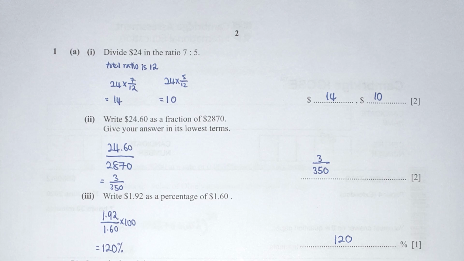As for part 3, 1.92 as a percentage of 1.6. Just take 1.92 divided by 1.6 and then multiply it by 100. The result that you should be getting will be 120%.